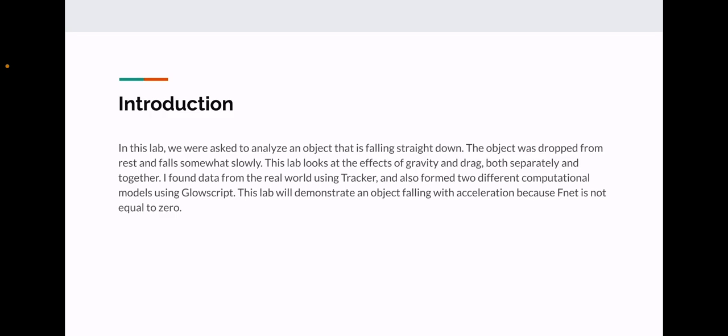I found data from the real world using Tracker and also formed two different computational models using GlowScript. This lab will demonstrate an object falling with acceleration because Fnet is not equal to 0.